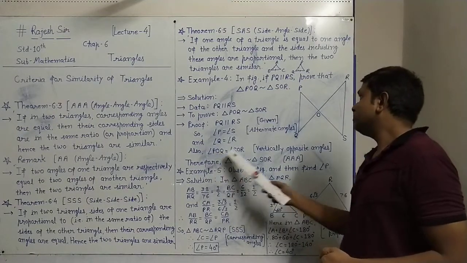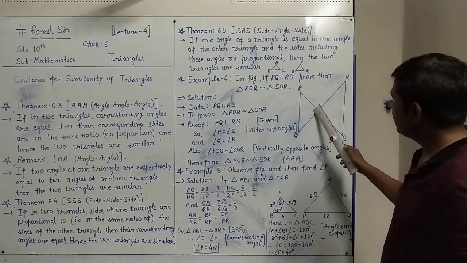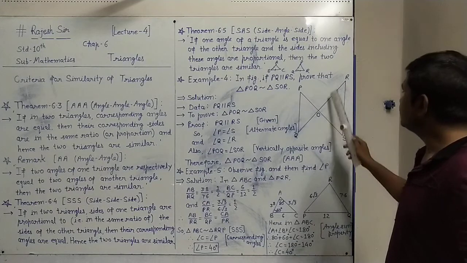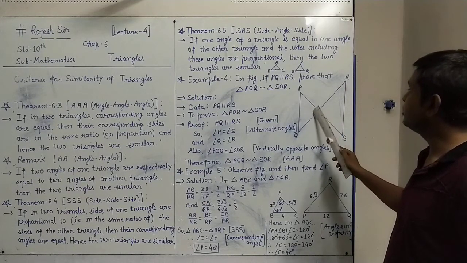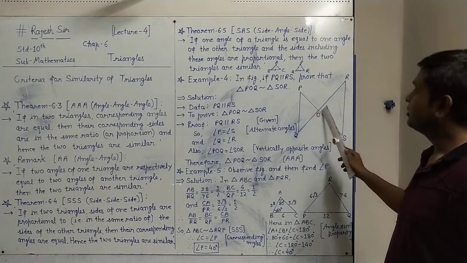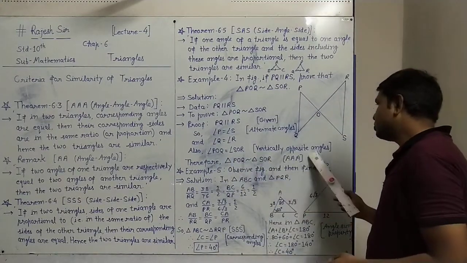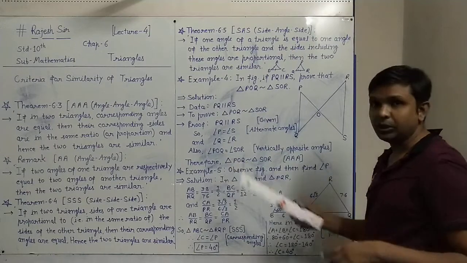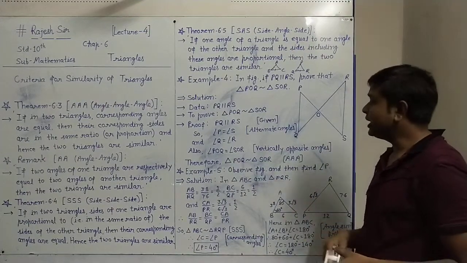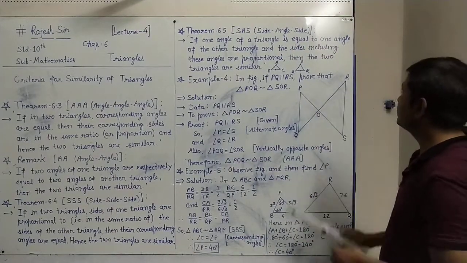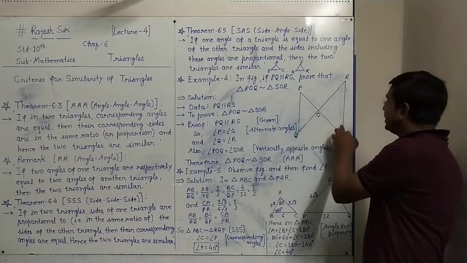Next, angle POQ and angle SOR are vertically opposite angles, and vertically opposite angles are always equal, that we know. So that's why they are equal. What we have shown in the two triangles is that angle P is equal to angle S.